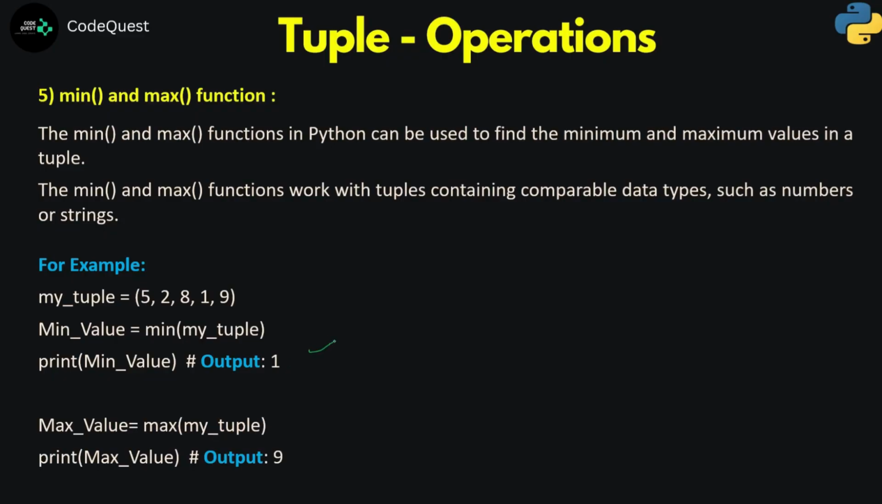Similarly, if I apply the max function on the same tuple, it is going to find out of the existing elements here which one is the maximum value. That is nothing but 9 here. So we are going to get 9 out of it.